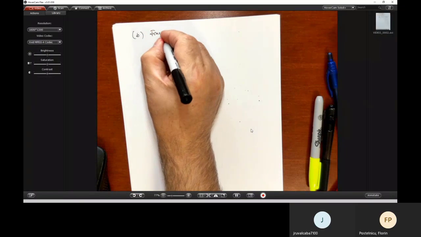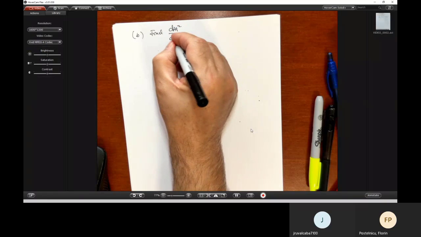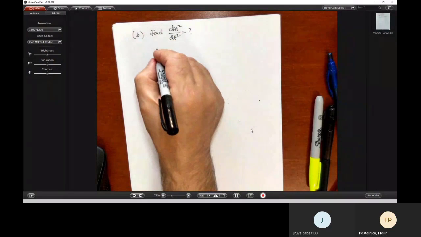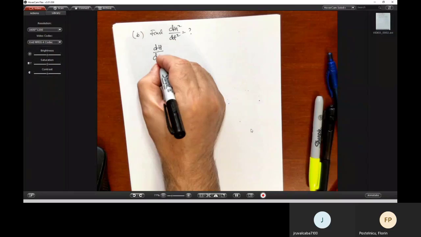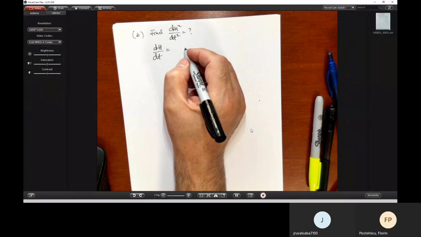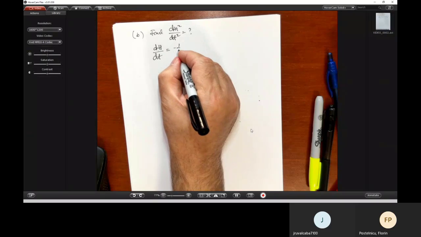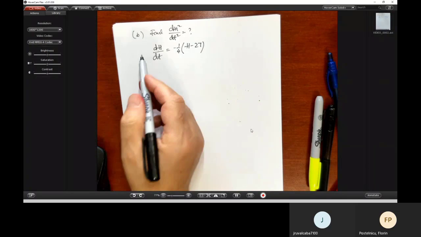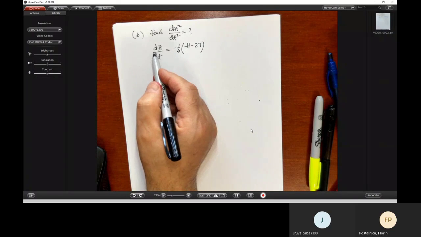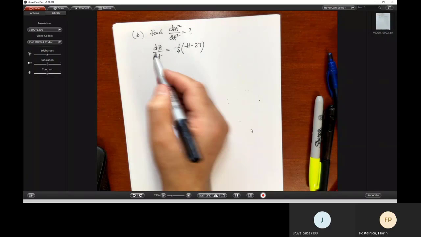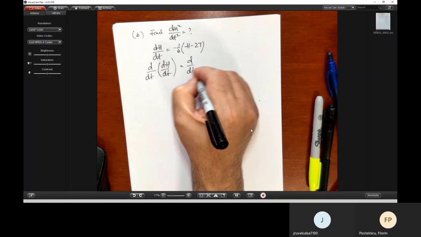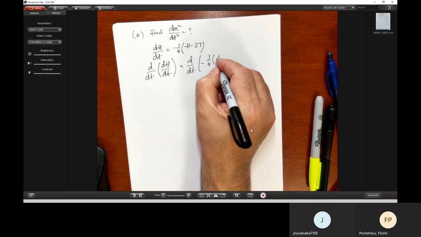The derivative of h with respect to time is the equation given to us, negative 1/4 times h minus 27. Okay, let's differentiate this whole equation with respect to time again. I will write it immediately down. The derivative with respect to time of the derivative of h with respect to time will be the derivative with respect to time of the right term, which is the expression negative 1/4 times h minus 27. On the left side, I have exactly what I'm looking for, the second derivative of h with respect to time.